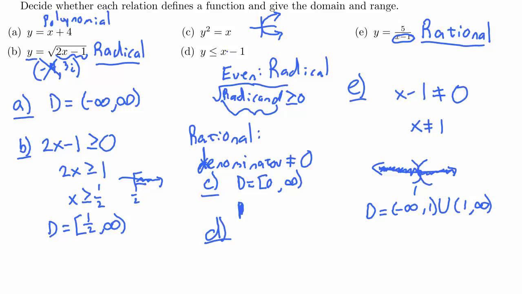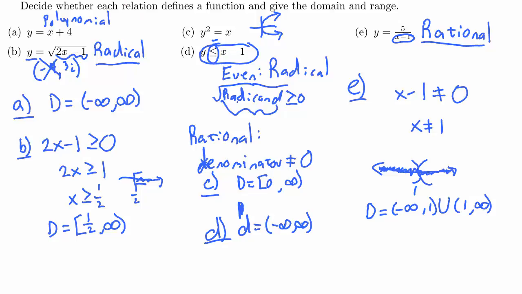And D, well, when you have an inequality, just replace your inequality with an equal sign and figure out what your domain would be then. So for this, if it's equal to x minus 1, then that means that this is a polynomial equation, or in this case inequality. So your domain is going to be all real numbers. So polynomials, all real numbers.